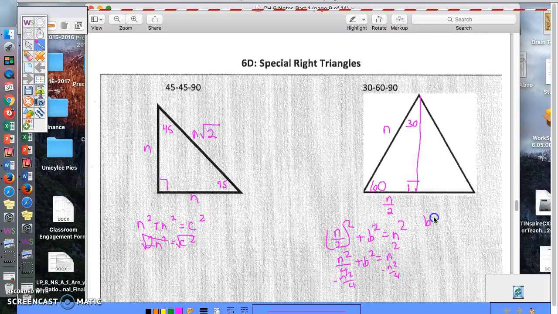So we have n squared over 4 plus b squared equals n squared. So now we have b squared equals n squared minus n squared over 4. That's kind of like 1 minus 1/4, so that would be 3 over 4 n squared. Take the square root of the numerator and the denominator, so we'd have n times the square root of 3 over 2. So we have all these sides in terms of n.